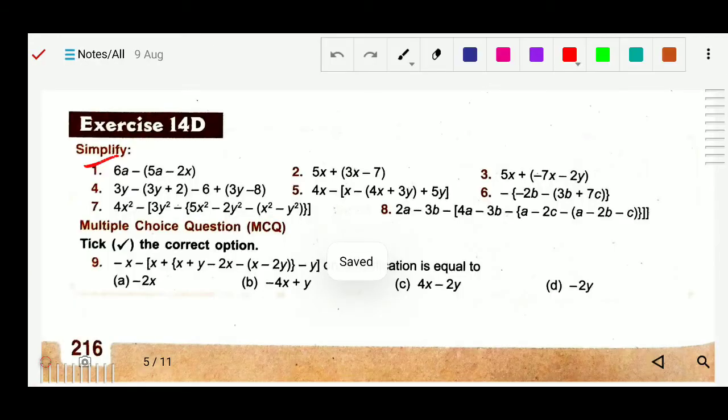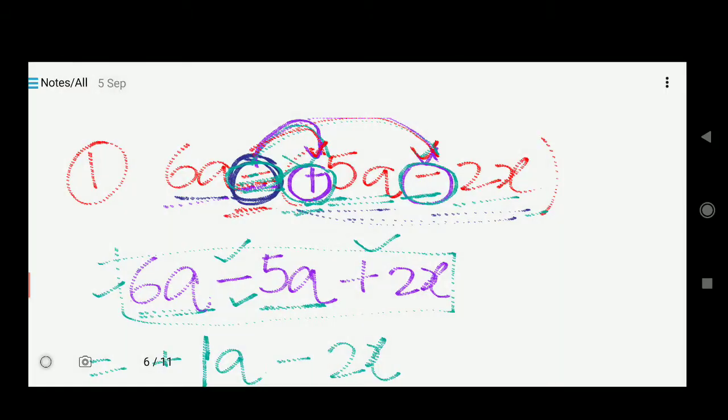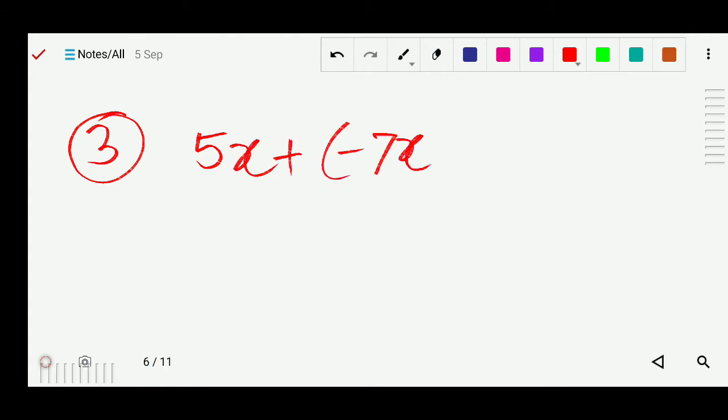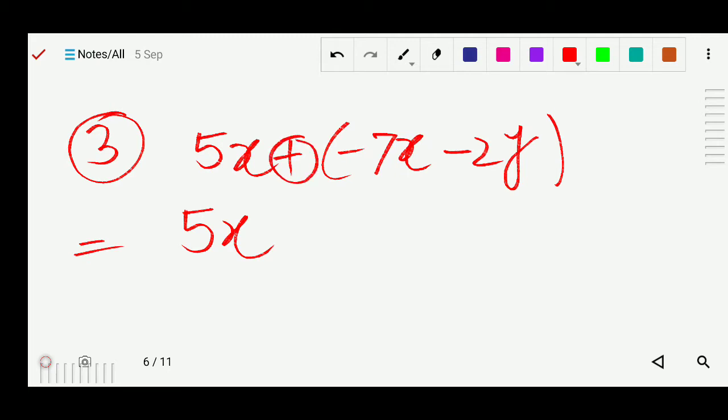Now let's solve question number 3. 5x plus minus 7x minus 2y. Question number 3, that is 5x plus minus 7x minus 2y. Okay, so same concept, we write 5x, you will remove, so here is the plus sign, it means inside the bracket whatever the sign, that will be remain same. Or you can see this plus will multiply to minus, so that will be same. Minus 7 will be, so here same minus 7, it will again multiply to minus, so plus minus minus, so again you write the same minus 2y.